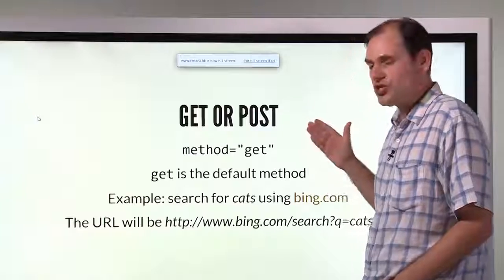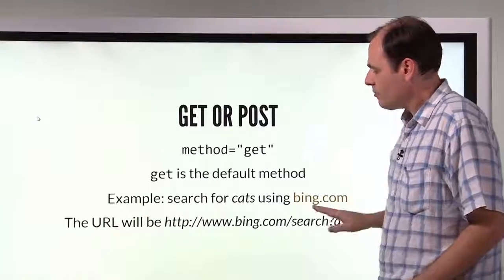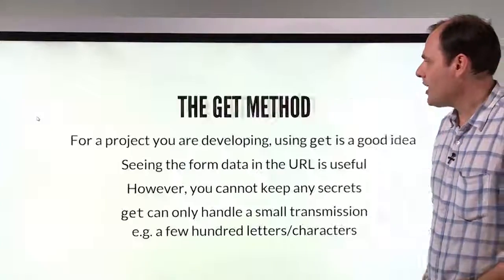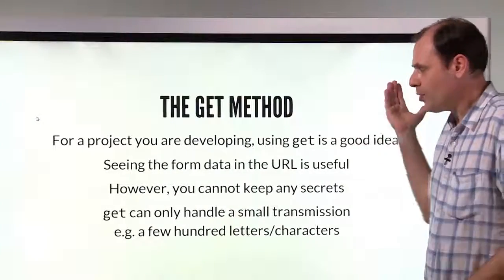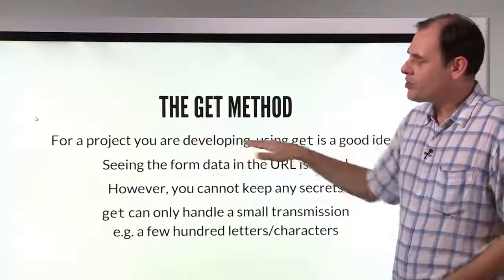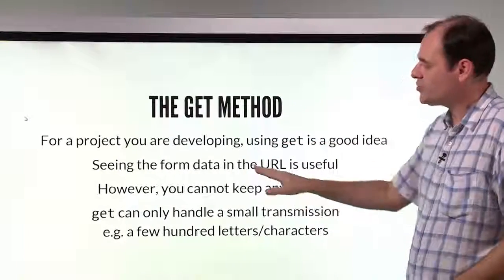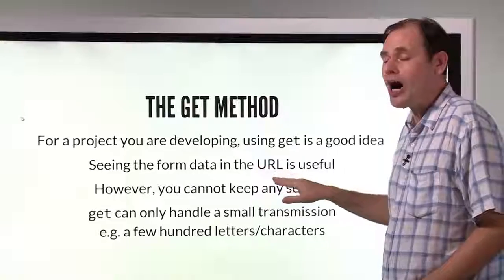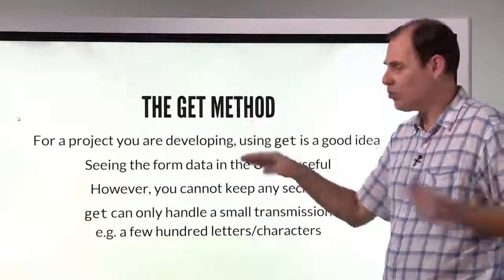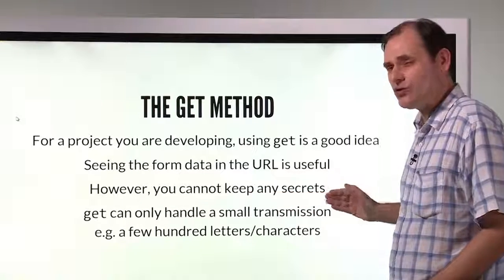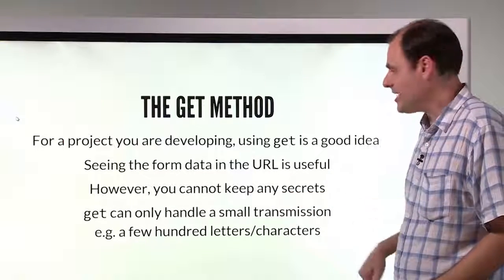Okay, so we had a quick discussion of the get method by using bing.com. Let's now go and have a quick look at the post method. As I mentioned, in a project you're developing, the get method is very useful. You can see things in the URL. URL means that kind of big web page link thing, okay? However, you can't keep any secrets, and I'll have an example of that in a minute.